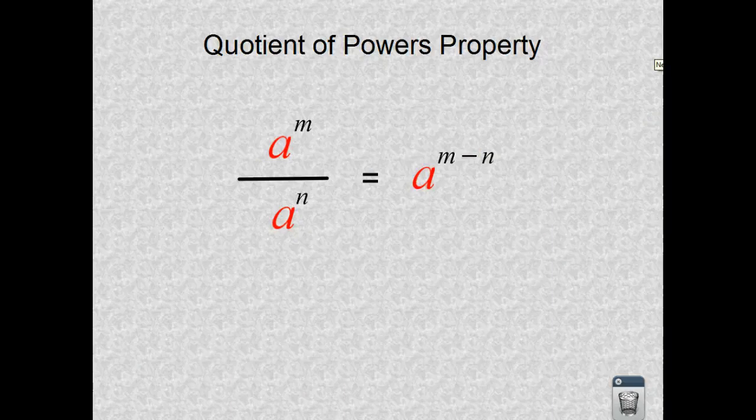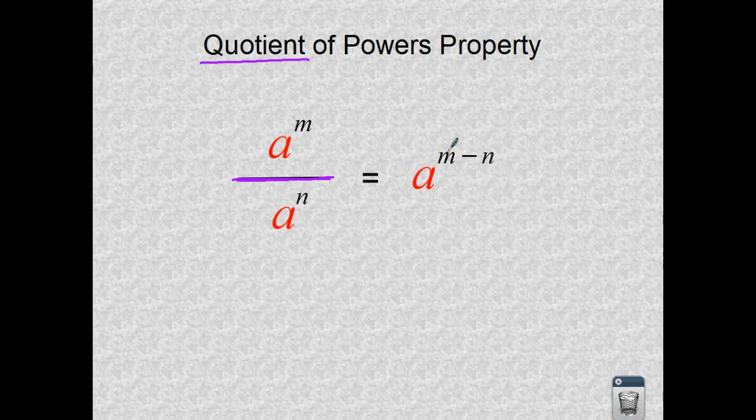All right, now we're moving into this quotient of powers property. Now, quotient is your division, and it usually entails this fraction bar. All right, so same idea. The bases must be the same in order for us to now subtract the exponents.